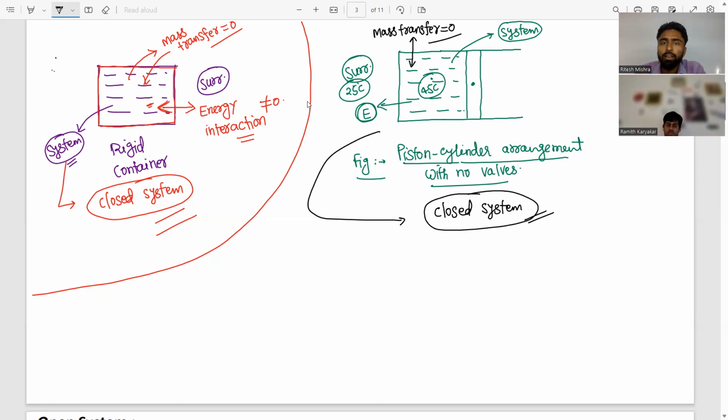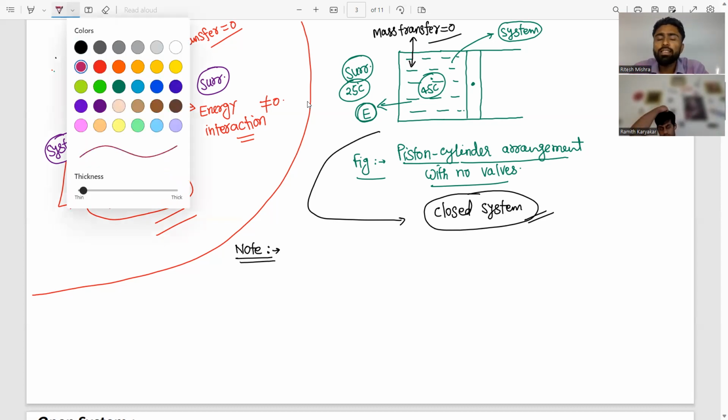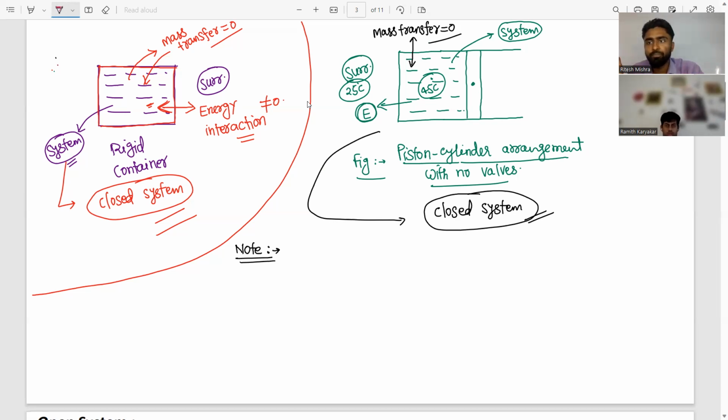Now here one more important point is remaining. What is the point? Please look at this. In every example, as you see, the mass of the system remains constant because no mass is entering the system or leaving the system. That means mass remains constant at every time.